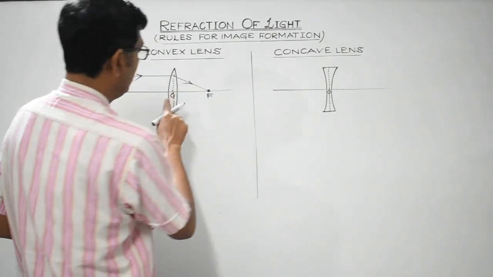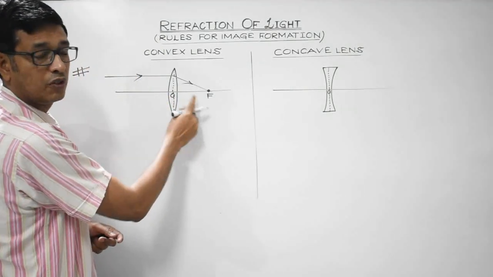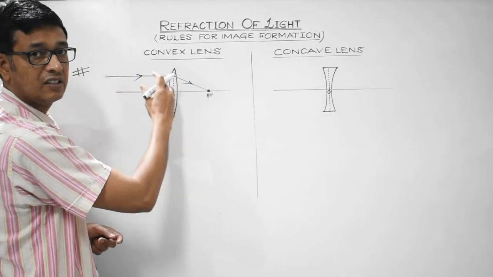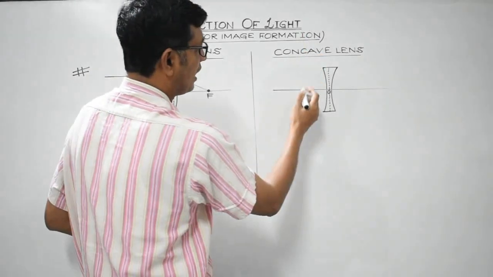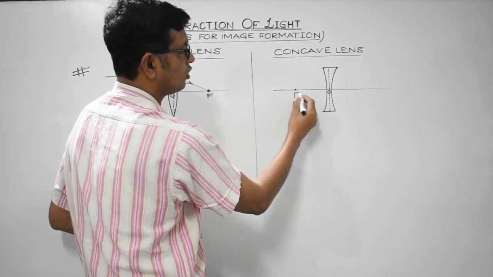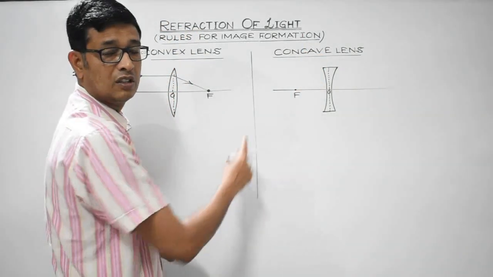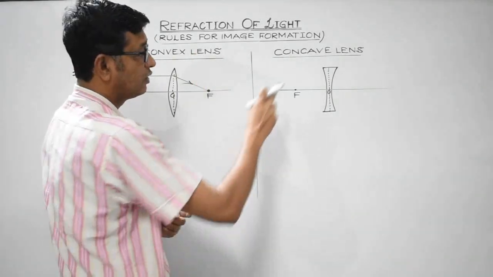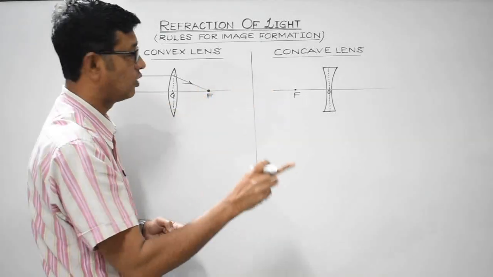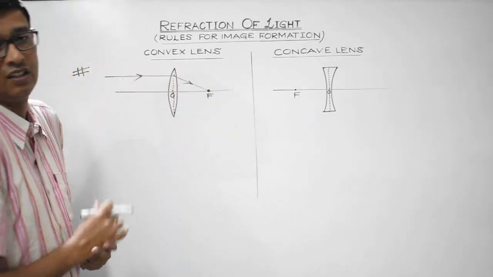Now, in this case, the focus is real. So if the object is placed on the left hand side, then its focus would be on the right hand side, right? In the case of concave lens, the focus is virtual. This also we have discussed. So the focus is on the same side as that of the object. So in the case of concave lens, the focus is virtual. In the case of convex lens, the focus is real.